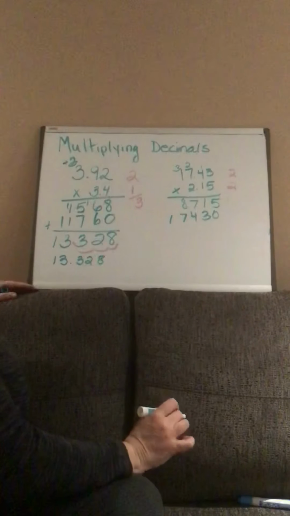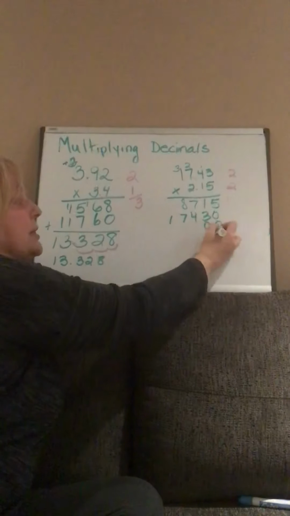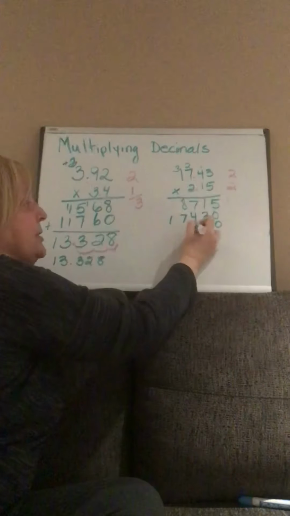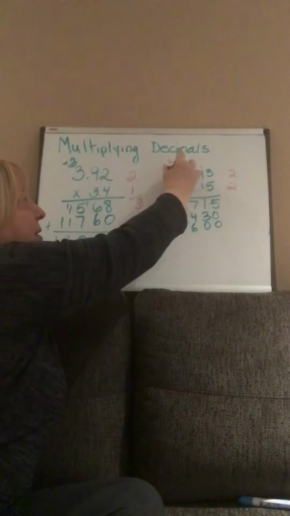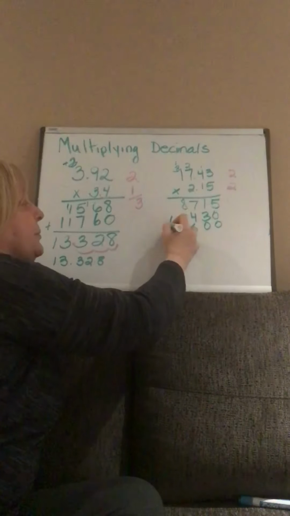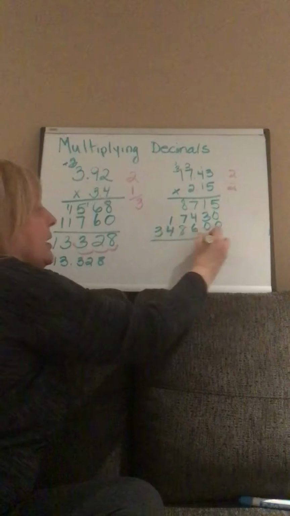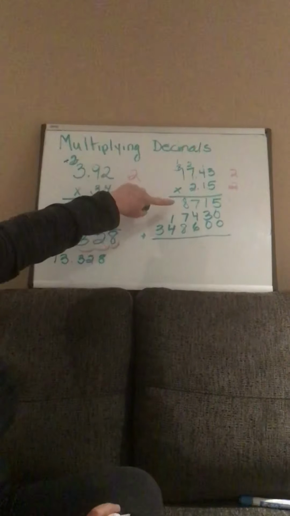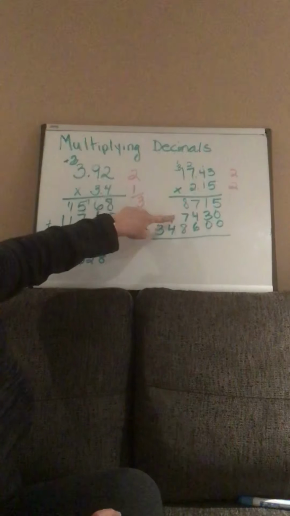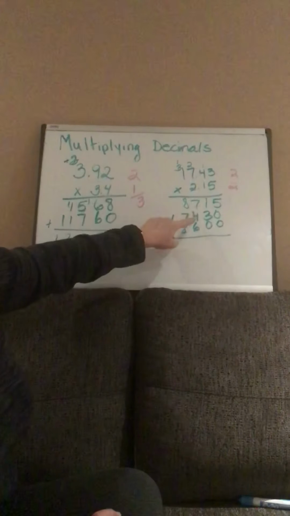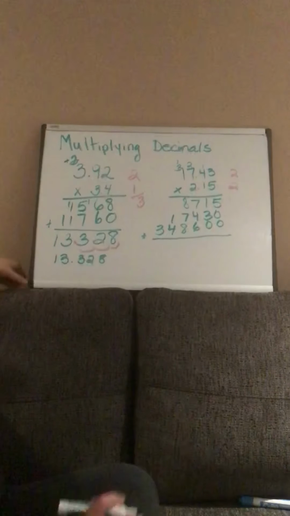Now I have one more digit to deal with. It's in the hundreds column, so I have to fill in those extra spaces with zeros. 2 times 3 is 6, 2 times 4 is 8, 2 times 7 is 14, so I'm going to carry the 1. And 2 times 1 is 2 plus 1 is 3. Now I'm going to add, remember this is like 17.43 times 5. This is 17.43 times 10. And this is 17.43 times 200.